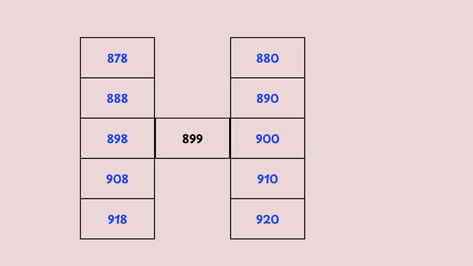So now we go down from 898 by adding 10. So one step down will be 908. And one more step down will be 918.